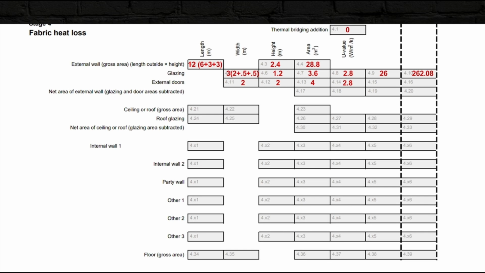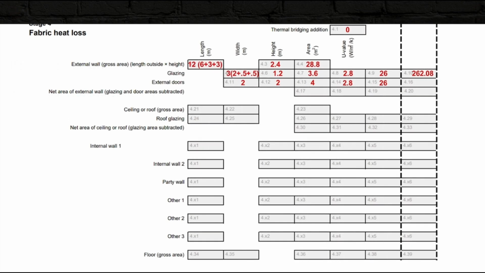The temperature differential, again, is going to be the same as the windows, indoors to outdoors design temperature differential, 26 degrees. We then take the 4 square meters, multiply it by the 2.8 and then by the 26 degrees to get a total energy loss in box 4.16 of 291.2 watts of energy loss.